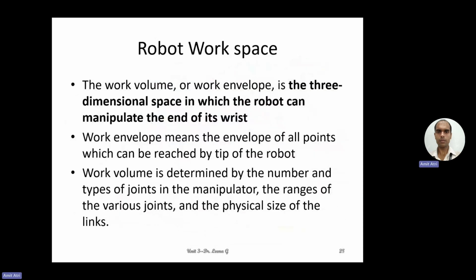Okay, now the robot workspace. The work volume or work envelope is a three-dimensional space in which the robot can manipulate the end of its wrist. It means in this space, it can do any type of useful work. It can move here freely. Then the robot work envelope means the envelope of all points which can be reached by the tip of the robot. That is the maximum reach of the robot. So work volume is determined by the number and type of joints in the manipulator, the ranges of the various joints, and the physical size of the links.